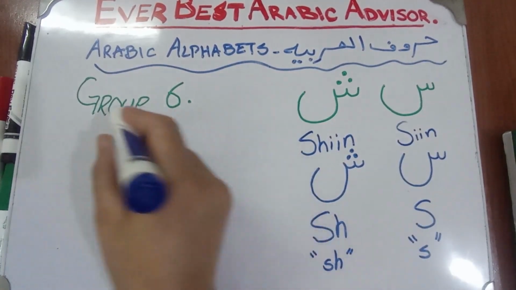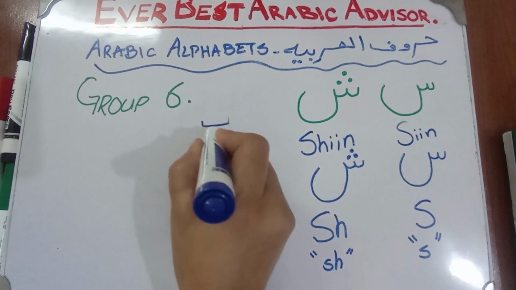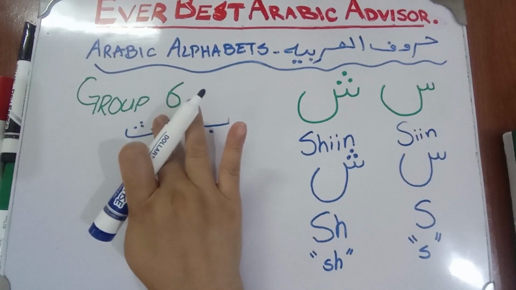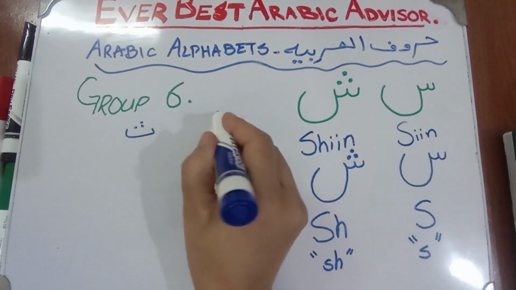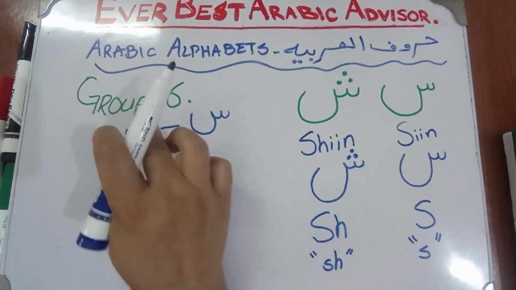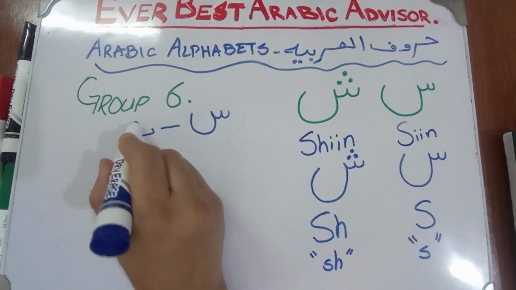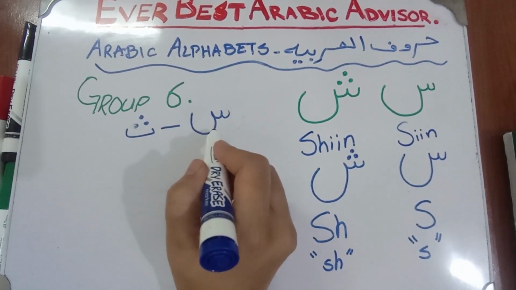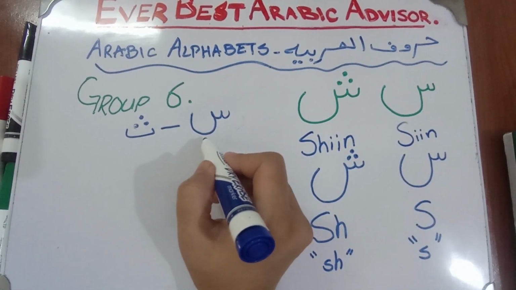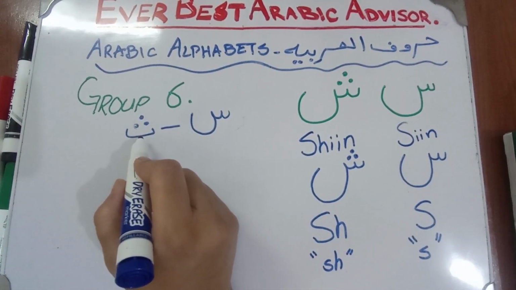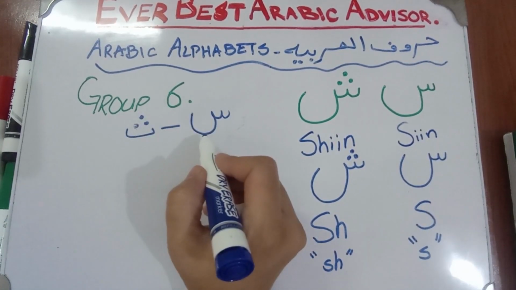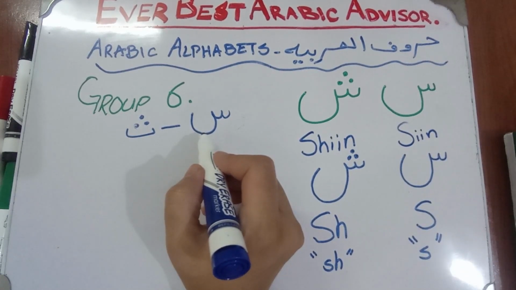Previously in group number 2 we learned 3 letters, Ba, Ta and Sa. Sa is similar to the letter Sin. Beginners may confuse the phonics of Sin and Sa, but there is a difference. Sin makes a whistle sound and Sa does not make a whistle sound. Sin makes a sharp sound, but Sa makes a soft sound, because Sa is one of the soft letters of the Arabic alphabets, and Sin is one of the whistle sound and sharp sound letters.